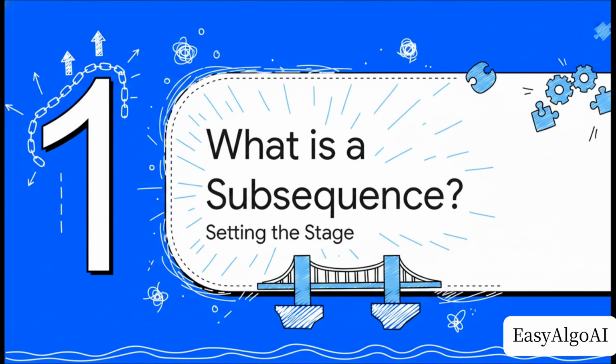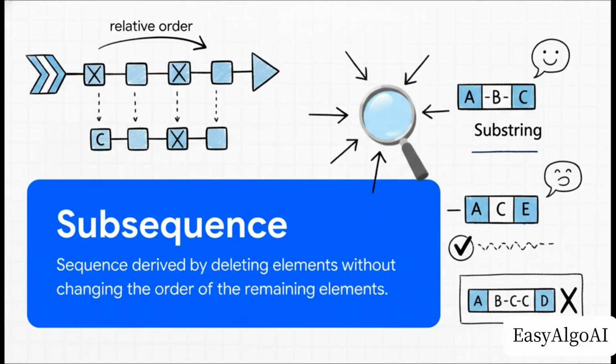Section 1. What is a subsequence? Let's set the stage. Before we even think about writing a single line of code, we really need to nail down what a subsequence actually is. The absolute key takeaway here is that it's all about preserving the relative order of the characters, not strict adjacency. You can skip over characters, you can delete them, but you absolutely cannot mix up the order they appeared in originally. This is fundamentally different from a substring, which requires all the letters to be right next to each other.